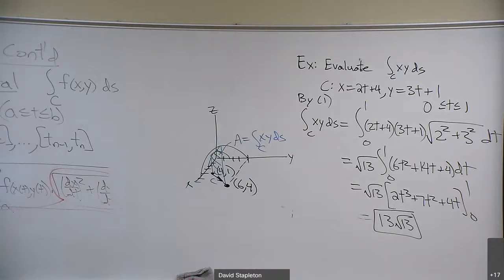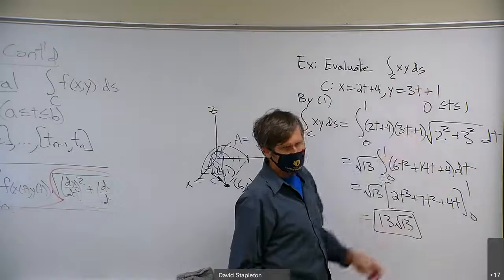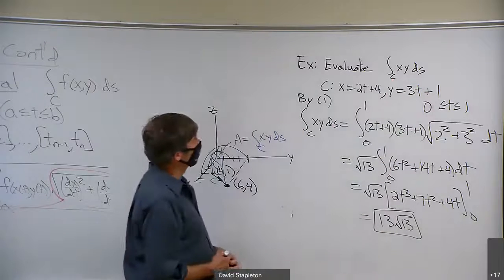The 2t plus 4 and the 3t plus 1, that was given at the top, right? You didn't have to find that. Yeah, you have to give me what curve you're integrating along and what's the integrand, and then I can write down the line integral.